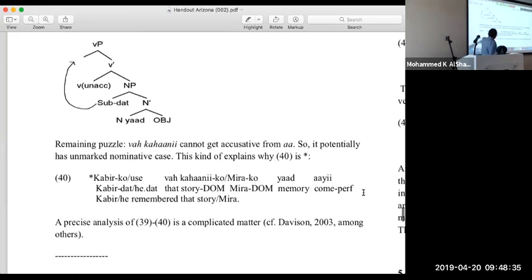There is an interesting puzzle that I don't have time to get into. This object actually behaves unlike objects. It actually has subject properties. If you test with your standard subject diagnostics, like licensing of pro in adjunct clauses and so on, it actually seems to behave like a subject, but so does the dative element here.